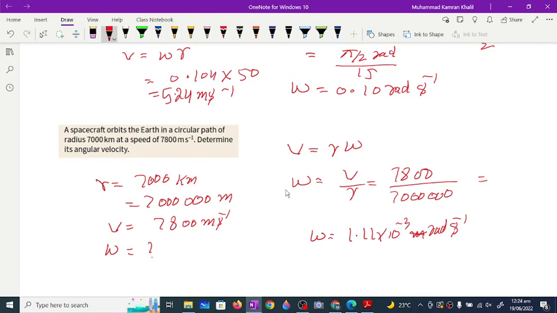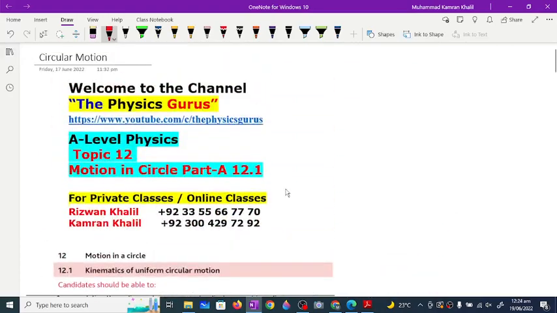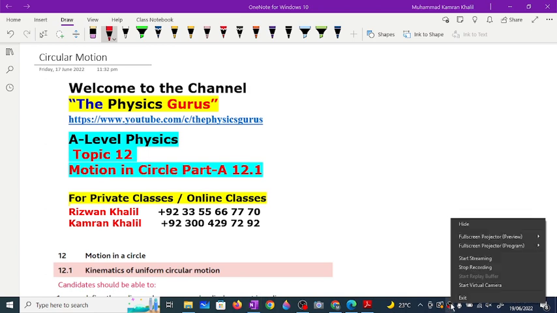So students, these are some practice questions related to the topic, and I hope that now you have a good understanding of the first part of circular motion. So stay tuned for the next topic and the topical paper as well. Take care. Allah Hafiz.